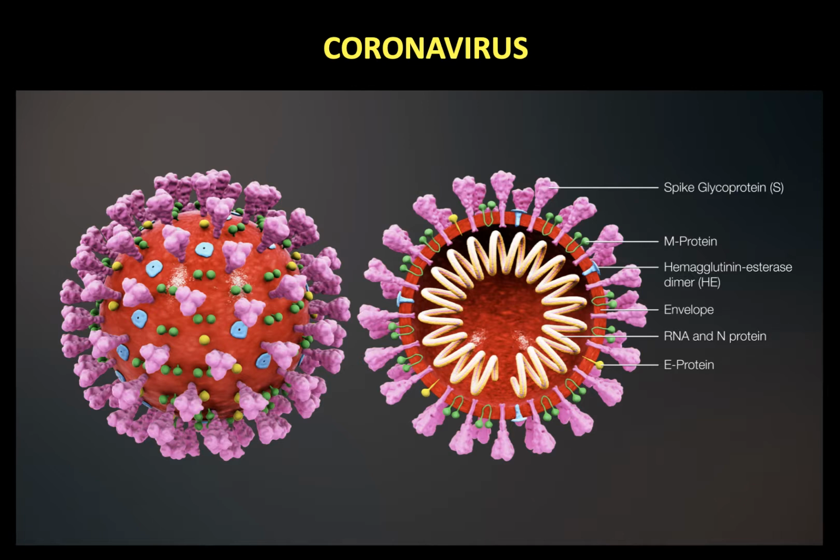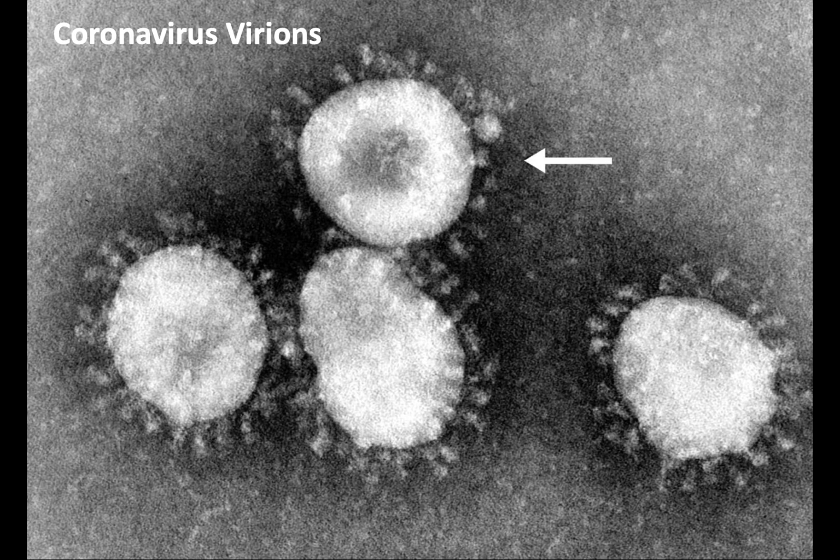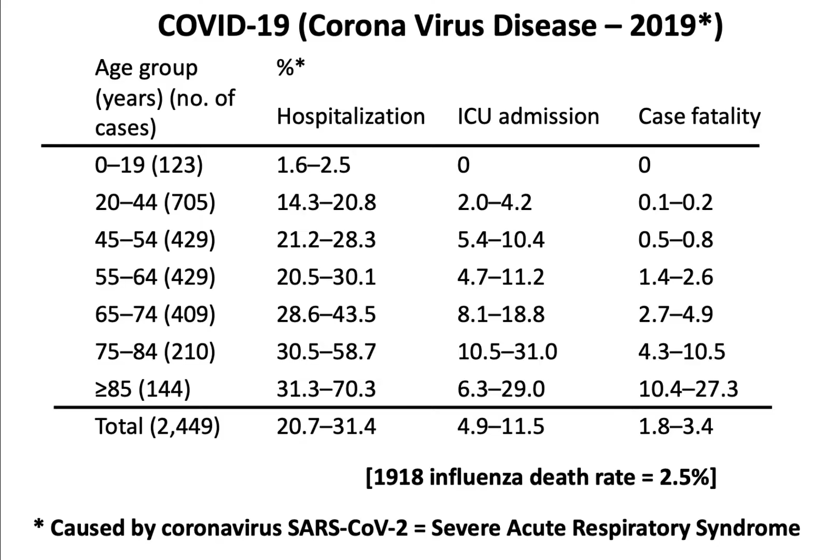These have large genomes for RNA viruses, about 30,000 nucleotides or so. This is a transmission electron micrograph of some of the virions, where you can clearly see some of the spike proteins sticking out of the virion.